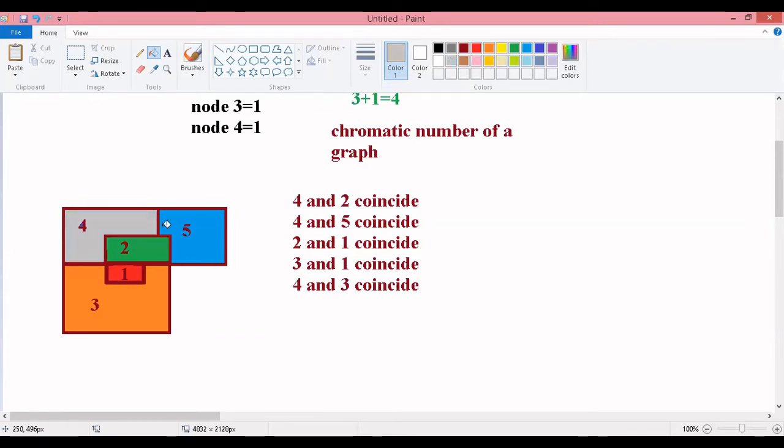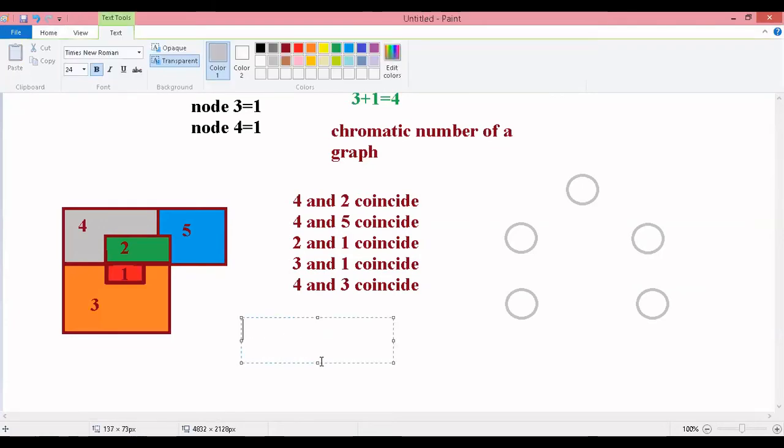Now I will try to draw the graph. I'll just draw the nodes. These are the nodes. 1. So you should be able to draw this graph. If a surface is given like this, you should be able to draw the graph. It's a very simple program, but it takes a little bit of time. Now this is the graph. It has 5 nodes. Since there are 5 areas here, I will take 5 nodes.